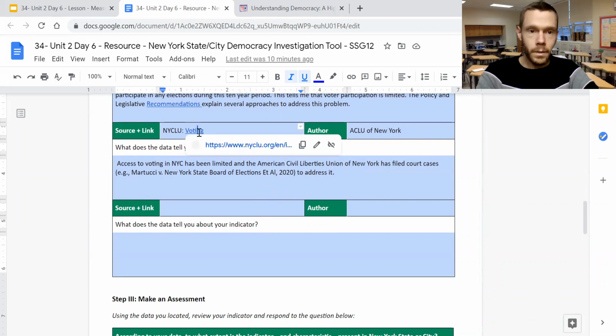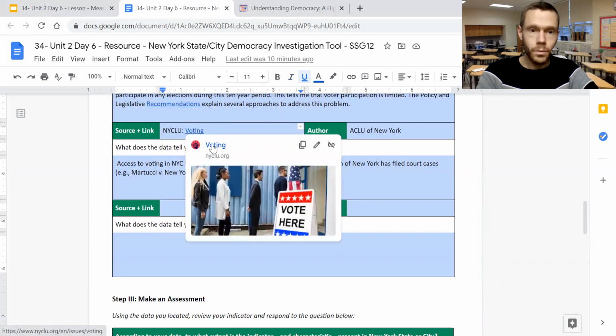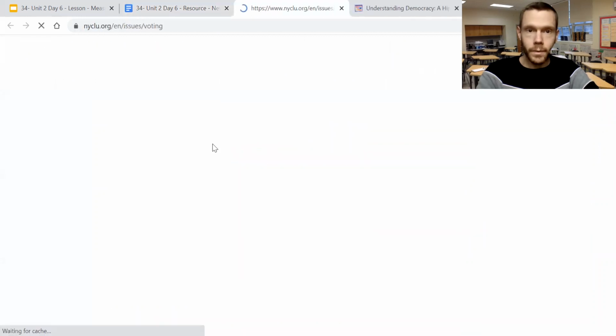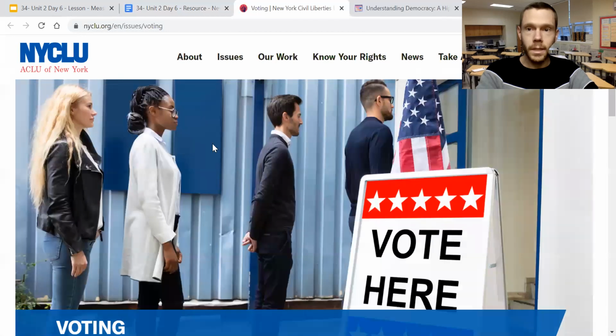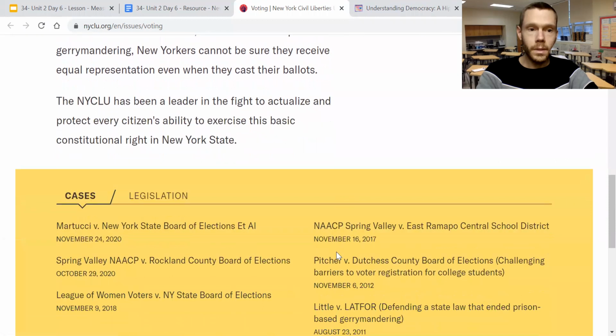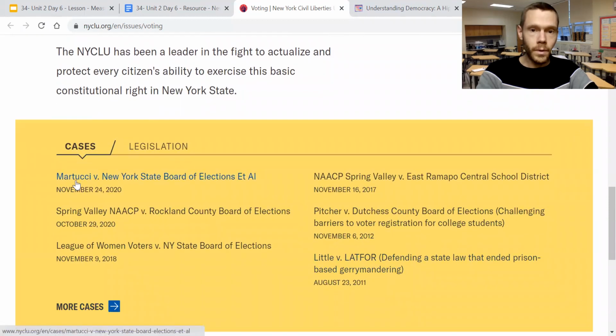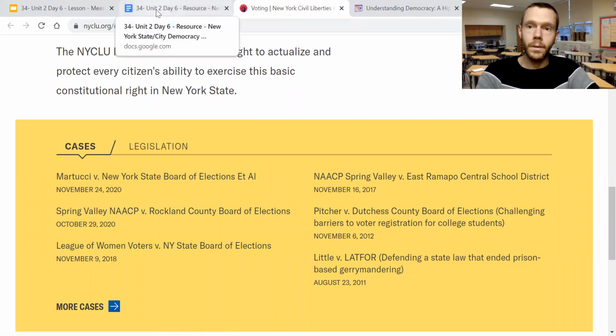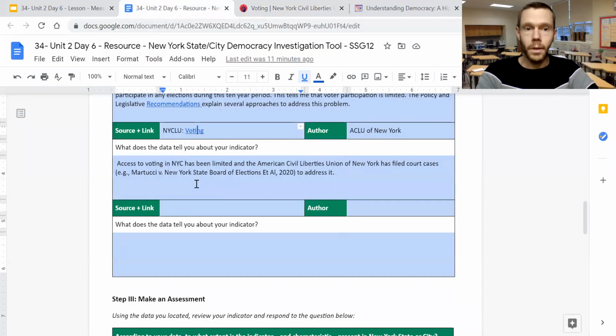I included hyperlinks that again bring you directly to that website. If I click on it, it'll take me directly to what is actually happening in the New York Civil Liberties Union. And if I scroll down, I can see various issues that are related to free and fair elections within the city of New York. The very first case was the one that I used as the sample here, as it was the most recent. But there are other cases that you could choose if you were to choose this indicator and you wanted to do some research on your own and find a different case to discuss.